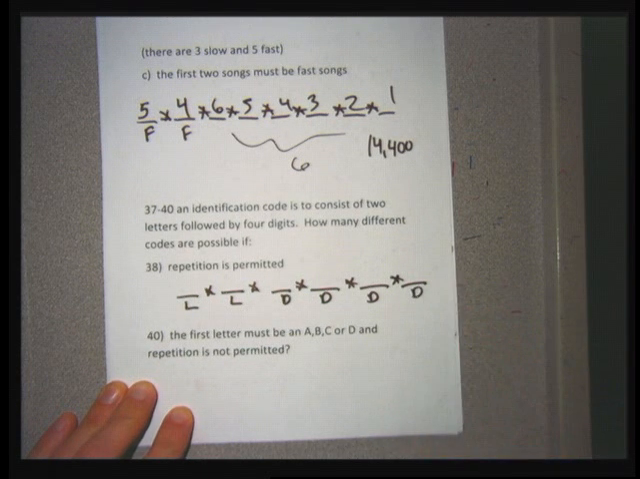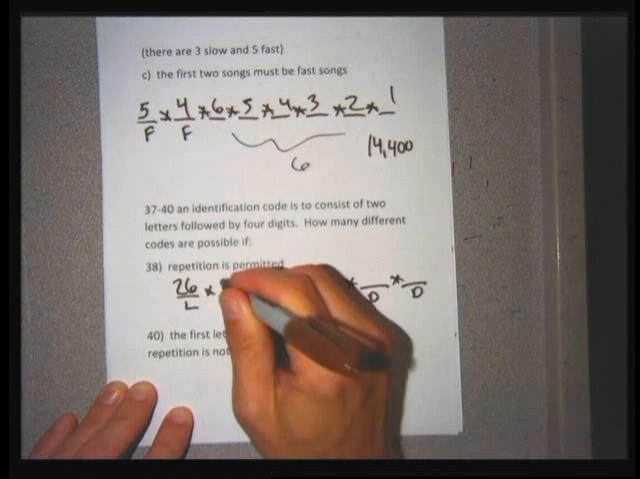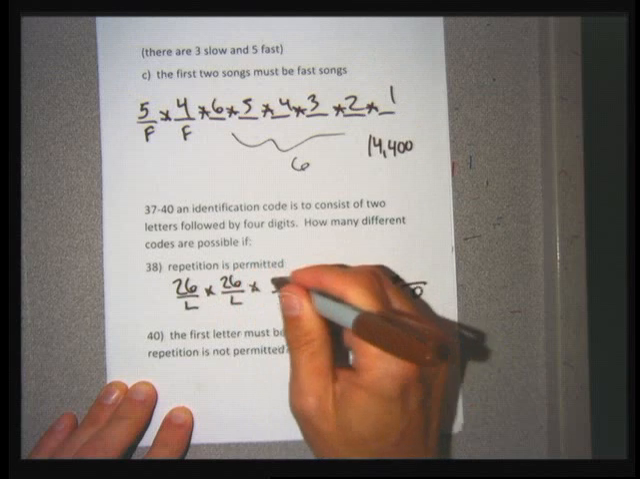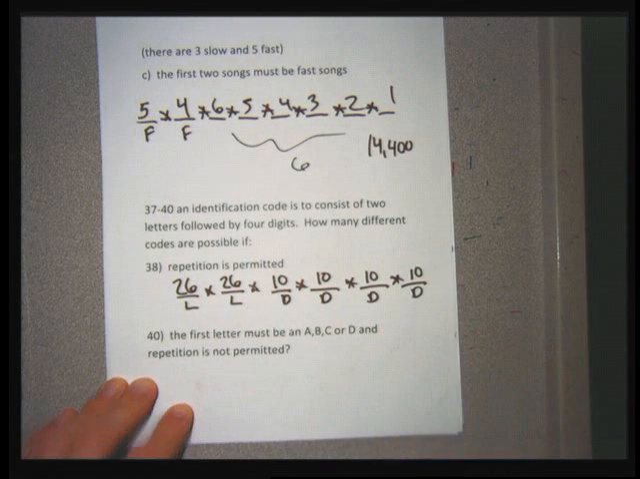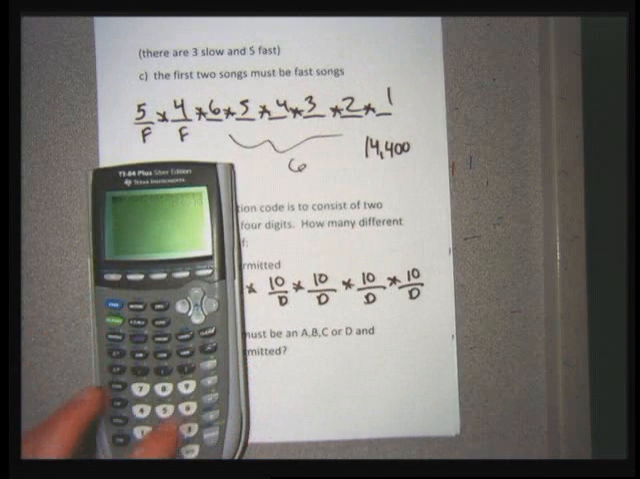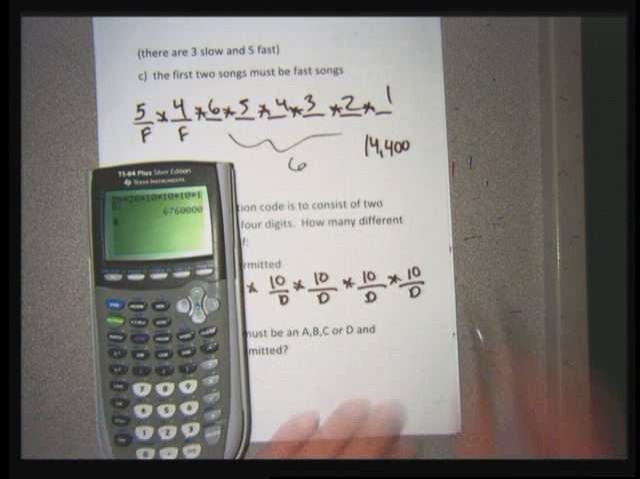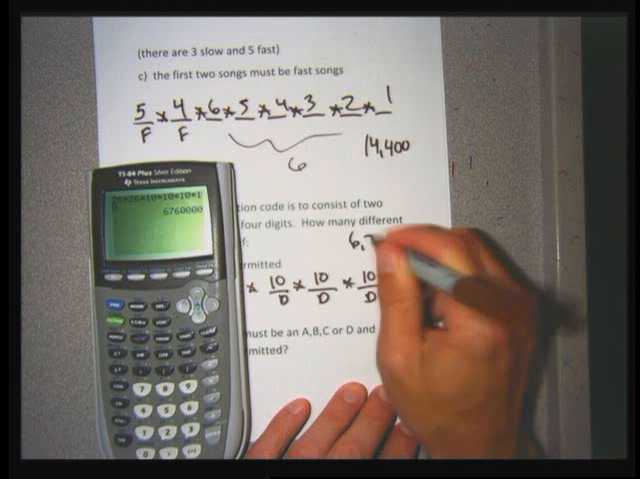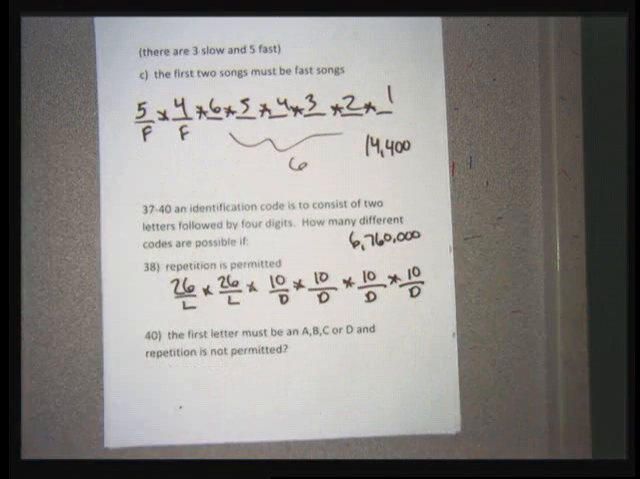And repetition is permitted. So for the first letter, there's 26 letters to choose from. I still have 26 letters for my second one. And for each of the numbers, there's 10 to choose from. If I multiply these, 26 times 26 times 10 times 10 times 10 times 10, I get 6,760,000 different ways that this can be done.